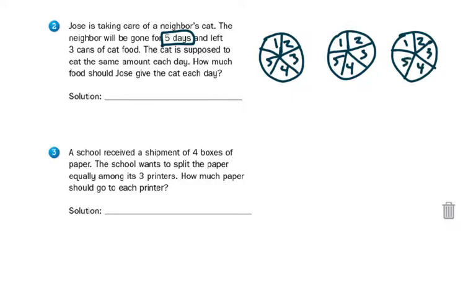So let's just take a look at 1 day because it's asking how much food should Jose give the cat each day? So on day 1, the cat's going to get 3 parts out of how many sections is each can divided equally into? Well, 5, so 3/5 of a can.